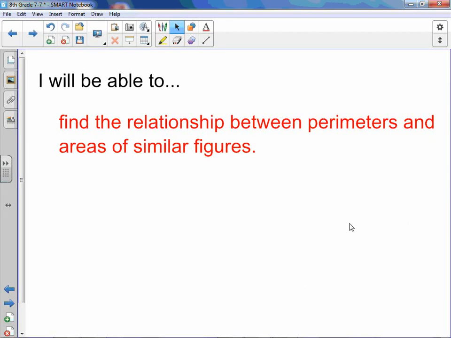Chapter 7, Lesson 7, Area and Perimeter of Similar Figures. You will be able to find the relationship between perimeters and areas of similar figures.